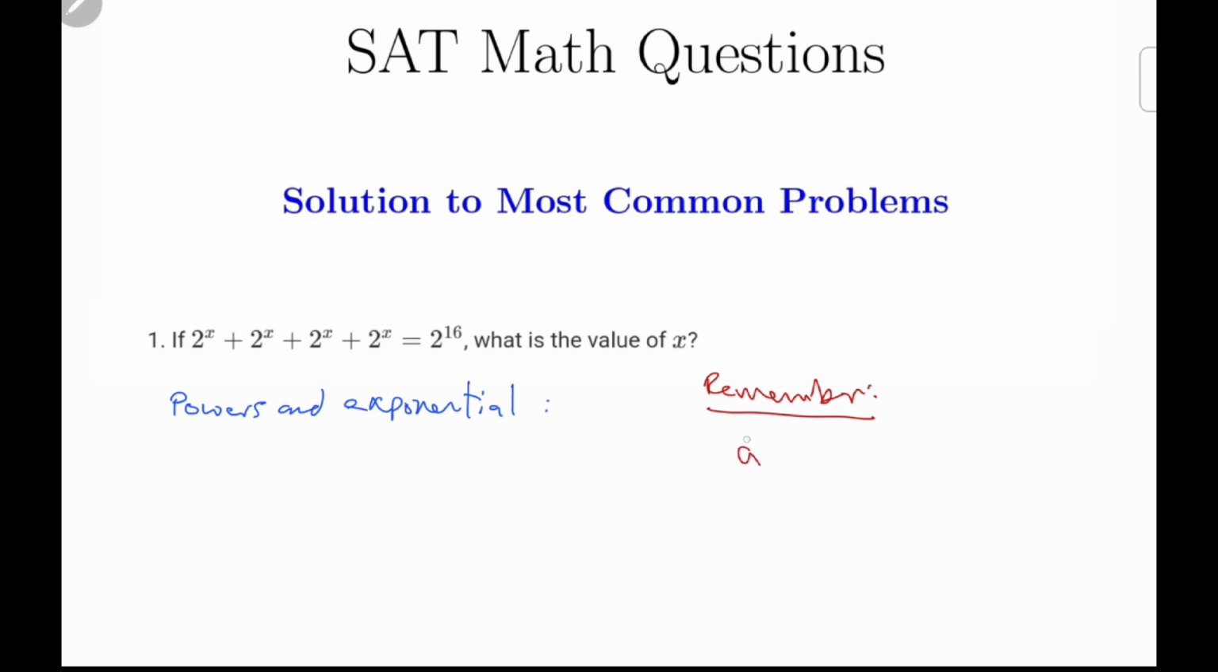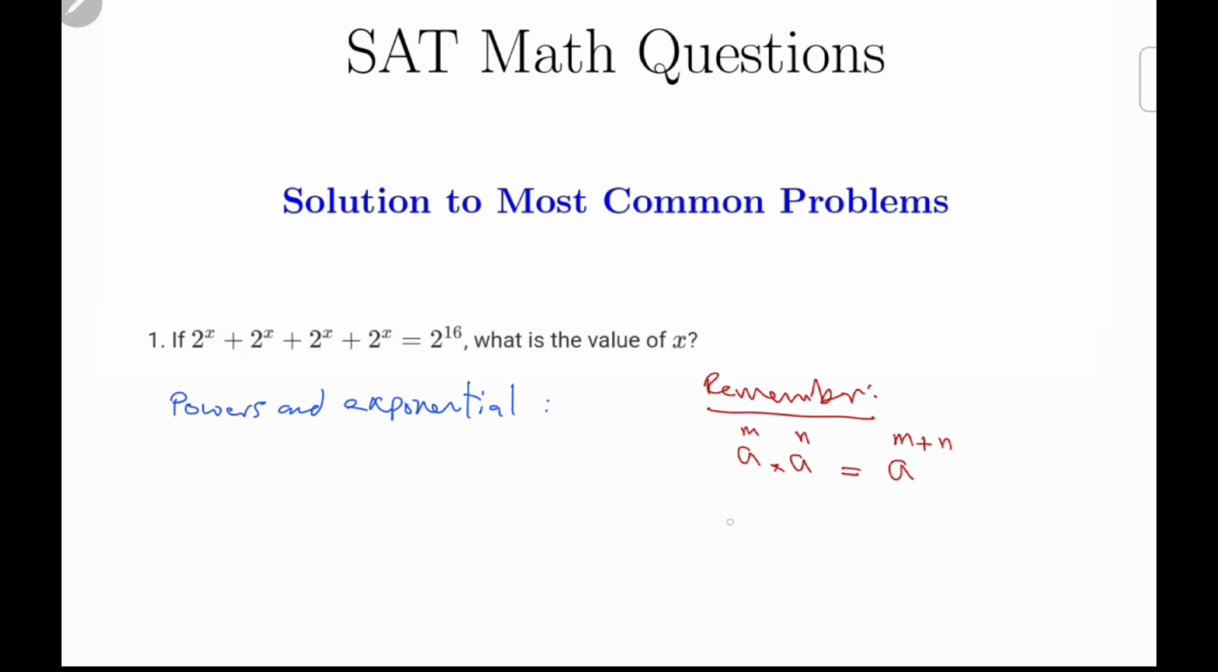If you have a to the power of m times a to the power of n, so you have the same base, different exponent, then it's multiplication. Then you have the same base to the power of m plus n, so you can add the powers. Okay, so you have to remember that.